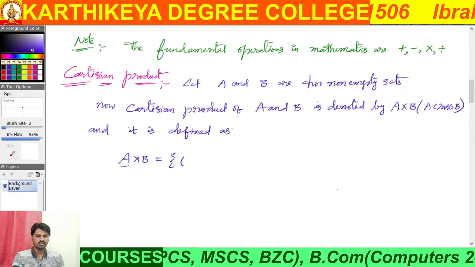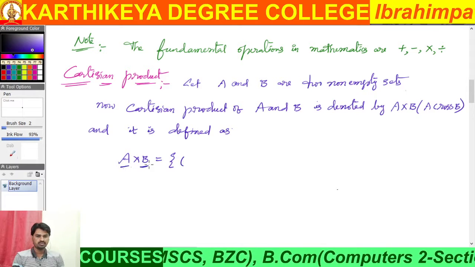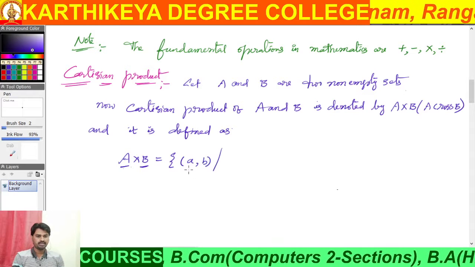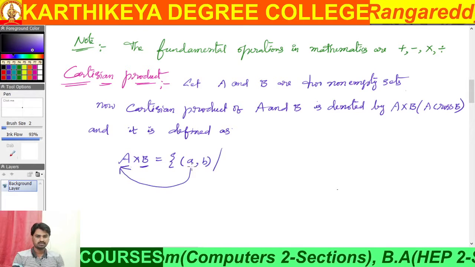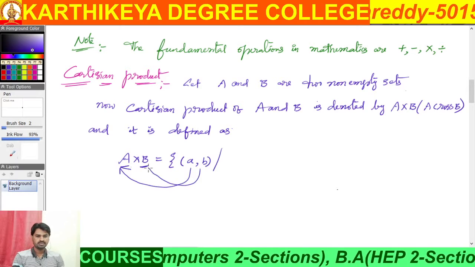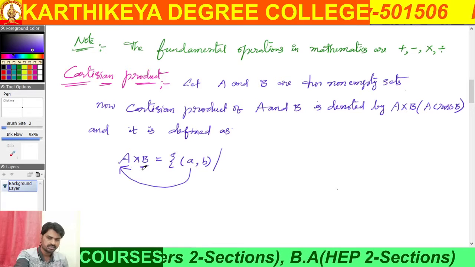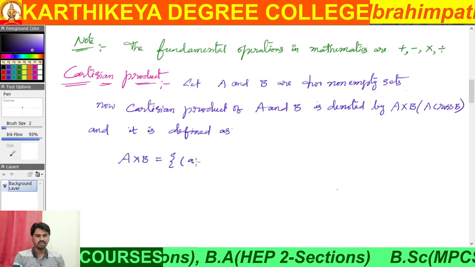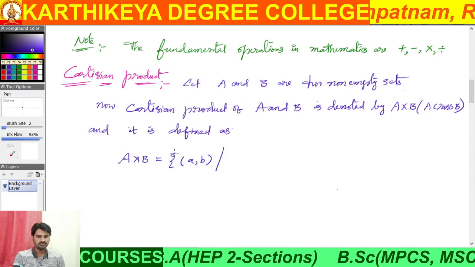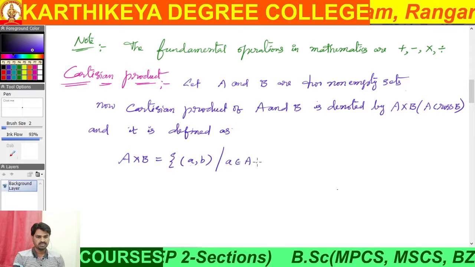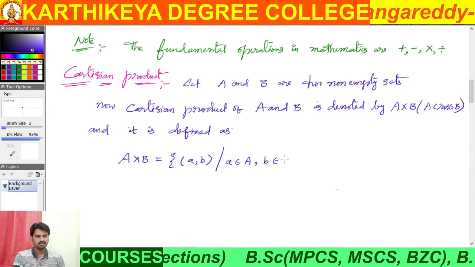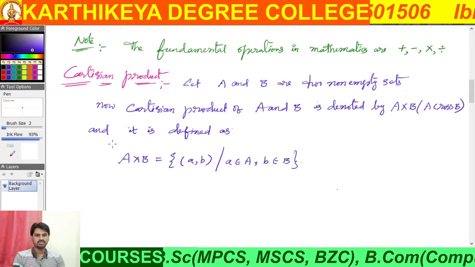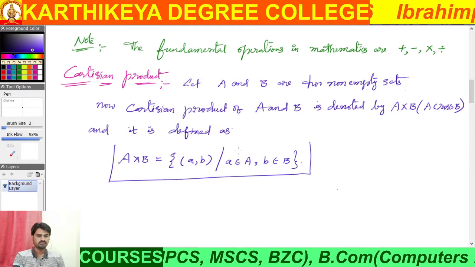How many sets have you taken? Two sets you have taken. That's why you need to write two elements in the bracket, a comma b. The first element belongs to the first set, and the second element belongs to the second set. That is the concept, students, you have to remember. So in a comma b, where you have taken the first element from the set A, the second element b is an element of B. This is the Cartesian product of the two sets. Students, we have to write this properly.